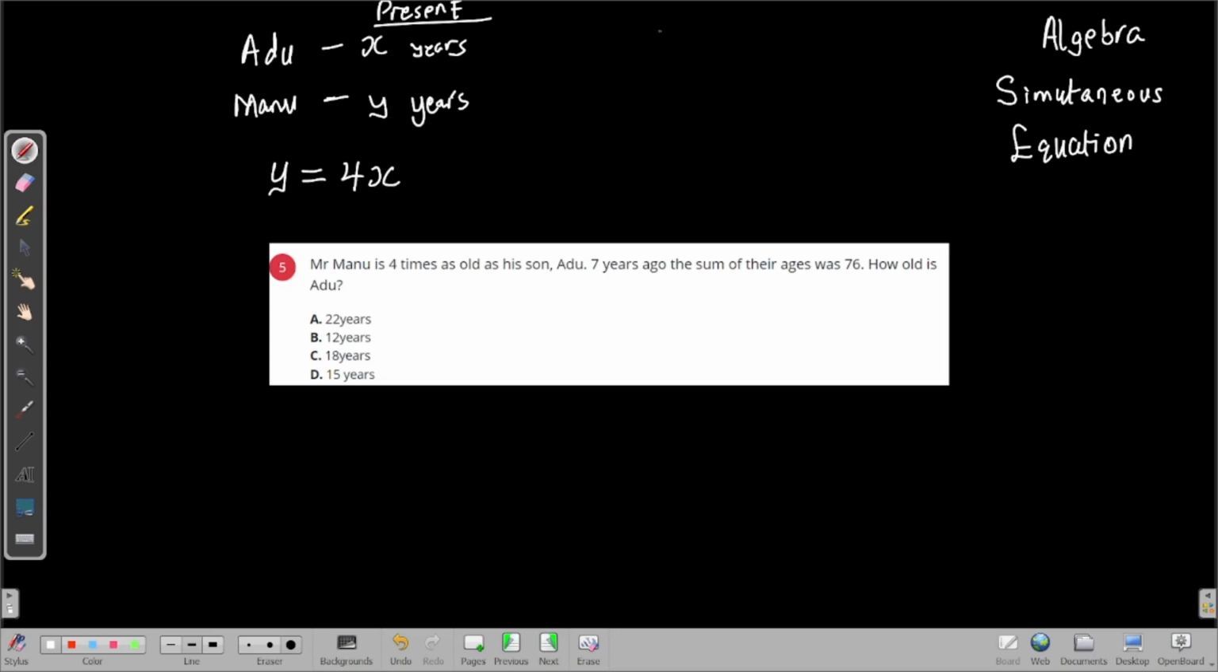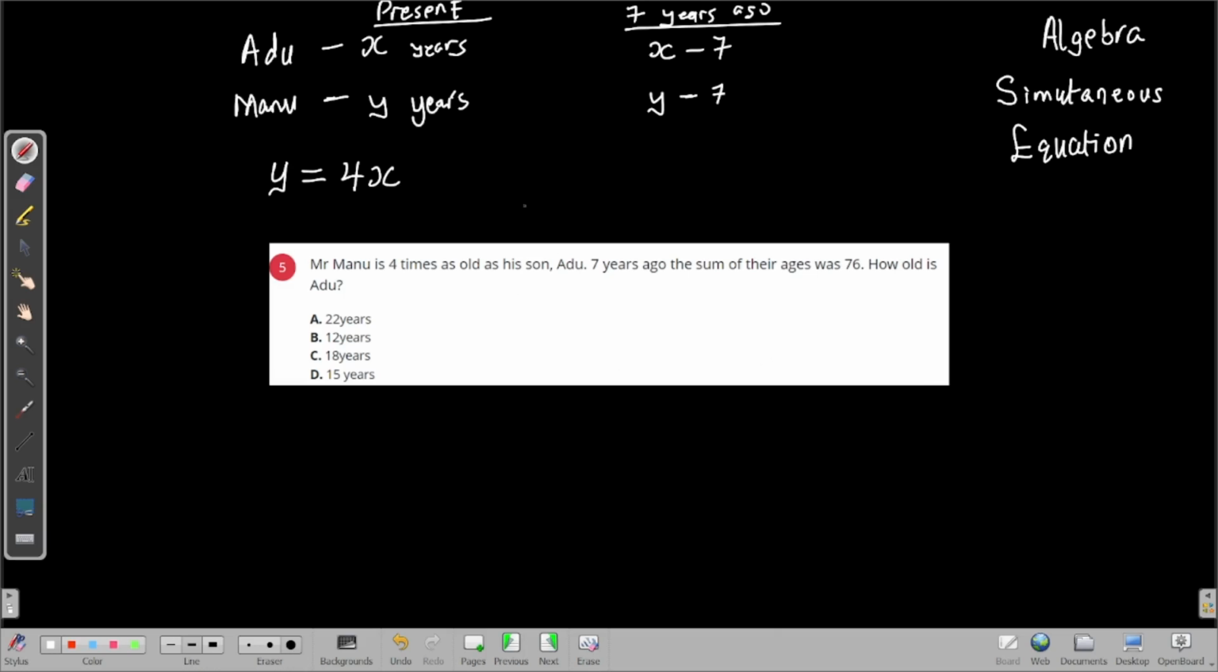7 years ago. So now you need to find their ages 7 years ago. So 7 years ago, Adu will be X minus 7. Mr. Manu will be Y minus 7. It's like, let's say you are 17 now. 7 years ago, you were 17 minus 7. That's 10 years.